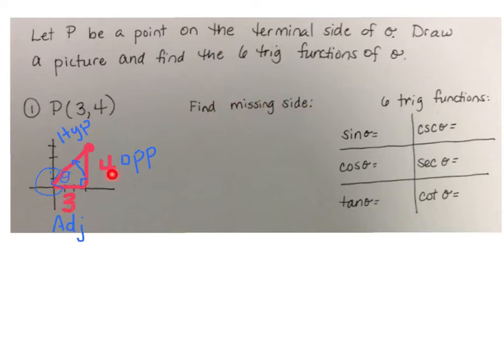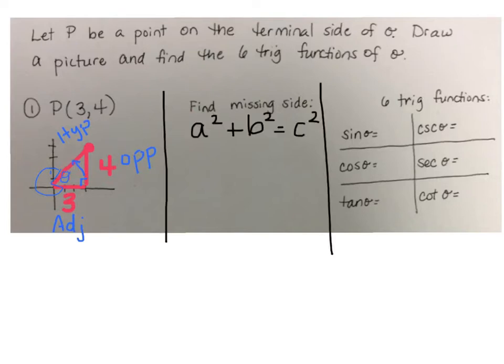How do you find a missing side of a right triangle? a squared plus b squared equals c squared, the Pythagorean theorem. Now, c is always your hypotenuse, so in this case we're finding the hypotenuse. And your a and b are 3 and 4. It doesn't matter which one comes first because in adding the order doesn't matter. 3 plus 4, same as 4 plus 3.